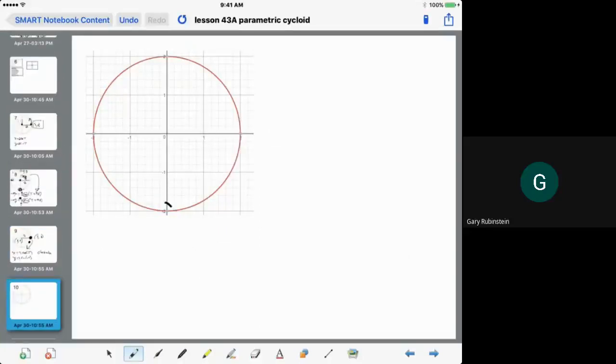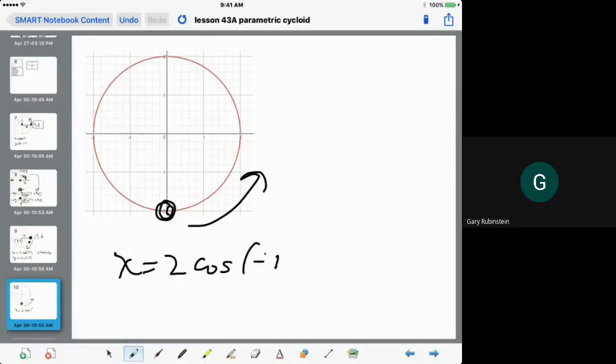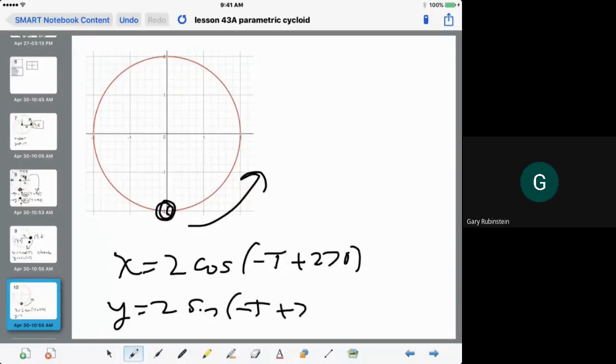And then we can kind of mix and match. We can go from a different point there by doing something like x equals 2 cosine negative t plus 270 or minus 90. y equals 2 sine negative t plus 270. Or if you like, you could put a negative 90. And yes, there's other ways to do this with switching sine and cosine around, putting a negative in front of the 2, but you're better off.